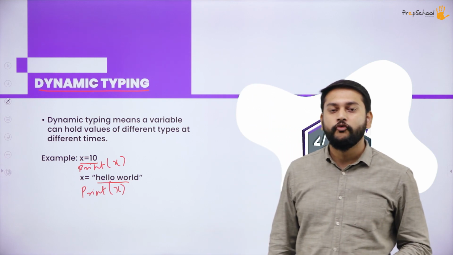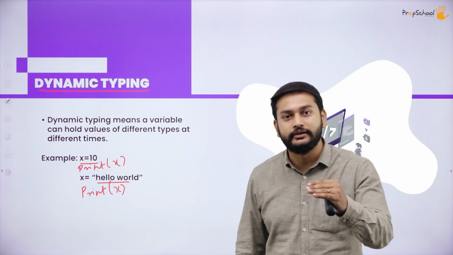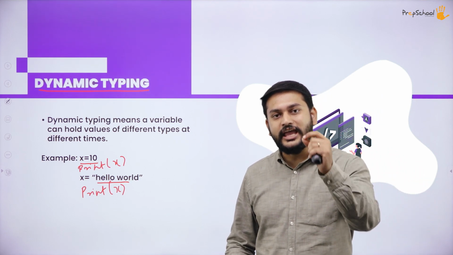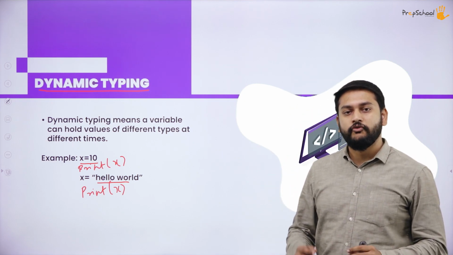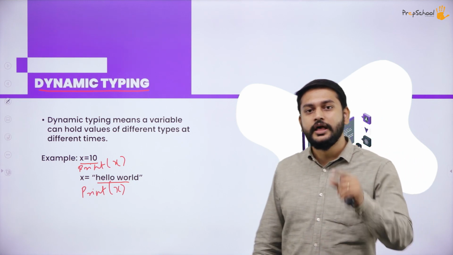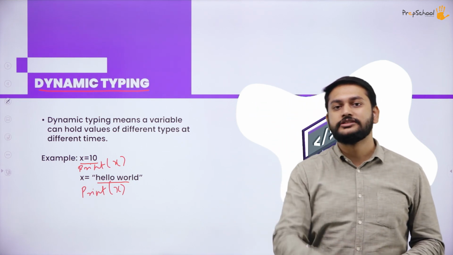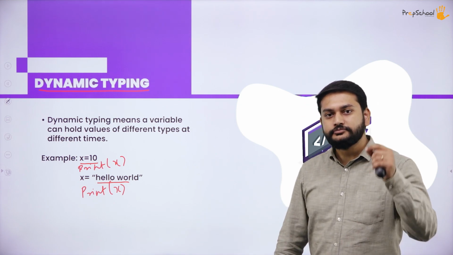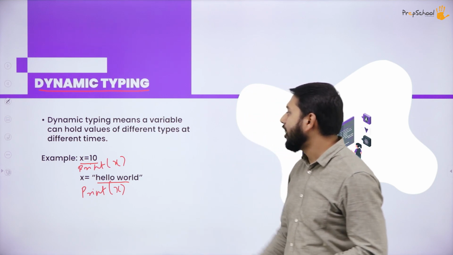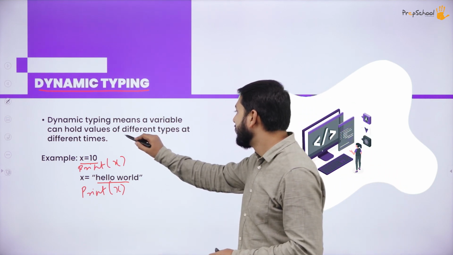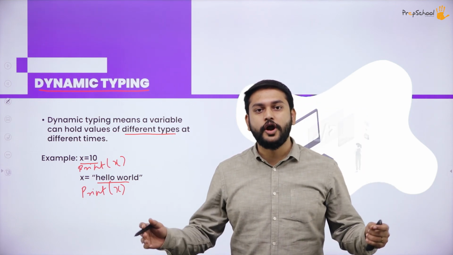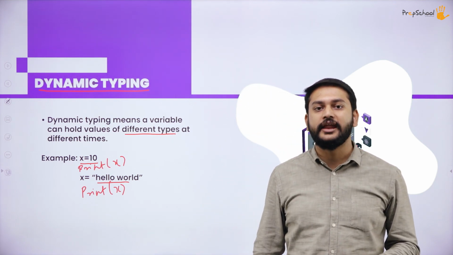This is what we call dynamic typing. I will repeat for all of you: the same variable in the same program can have different types of data. That is possible in the Python programming language, and that concept is what I call dynamic typing. Dynamic typing means a variable holds values of different types at different times in the same program. That is what you have to understand with respect to dynamic typing.